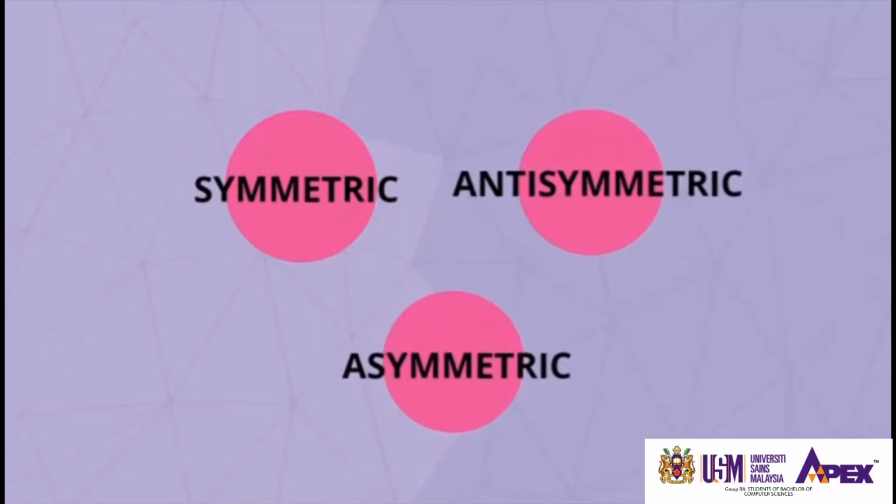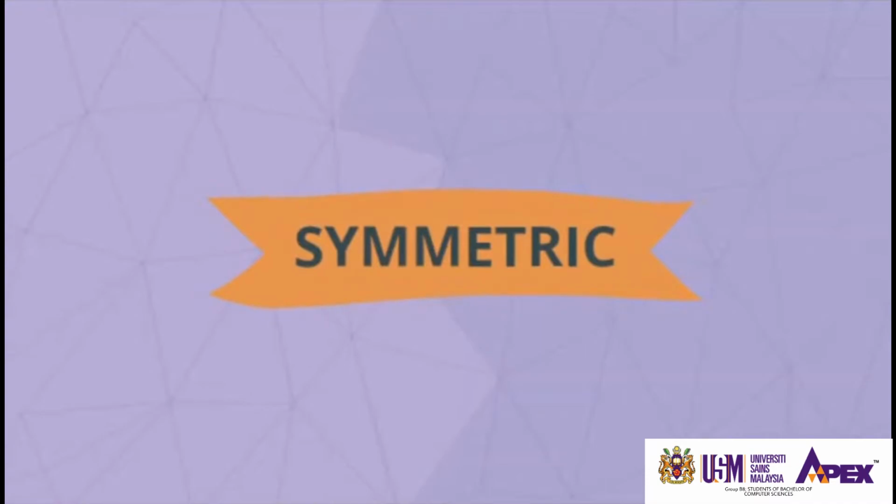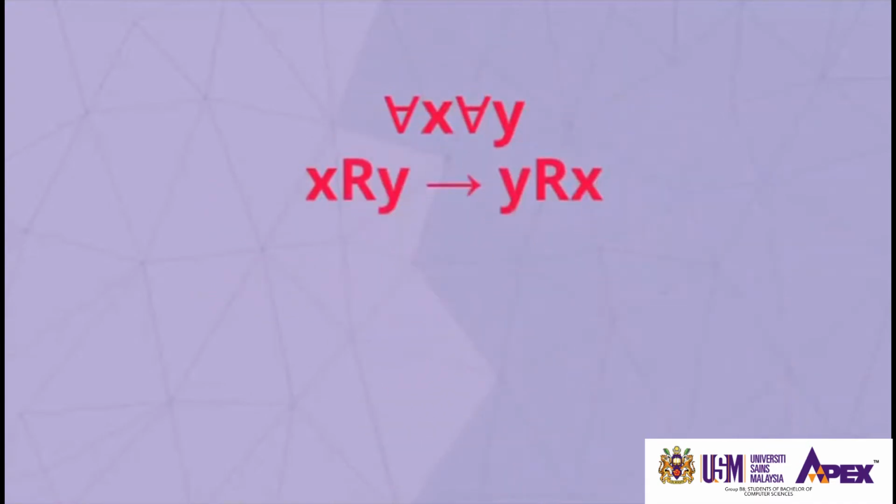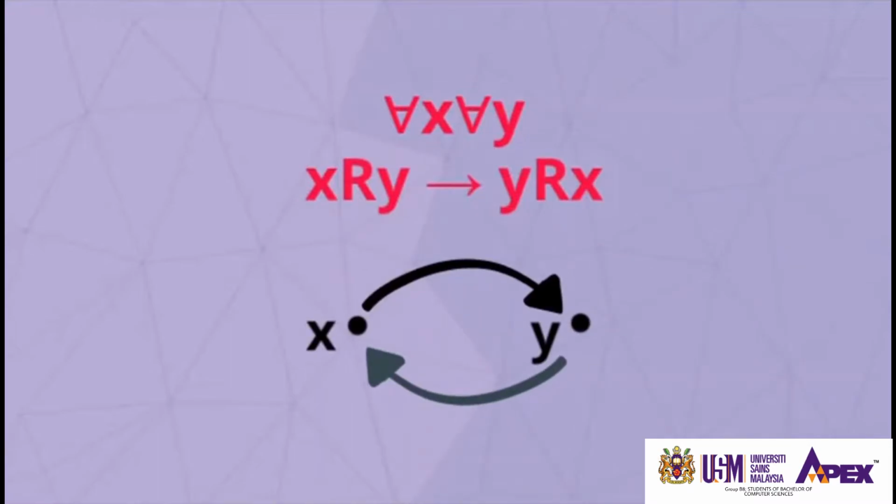We will now discuss symmetric, antisymmetric, and asymmetric relations. Symmetric relations: for all elements X and for all elements Y, if X relates to Y, then Y relates to X.